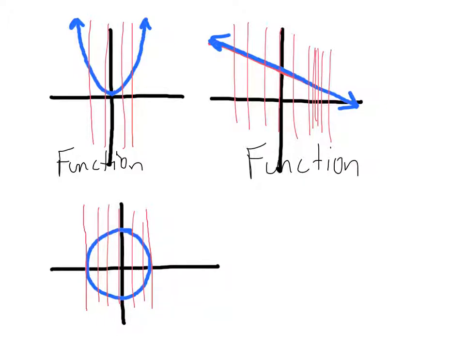Question: would there ever be a horizontal line test? Or is it just vertical?